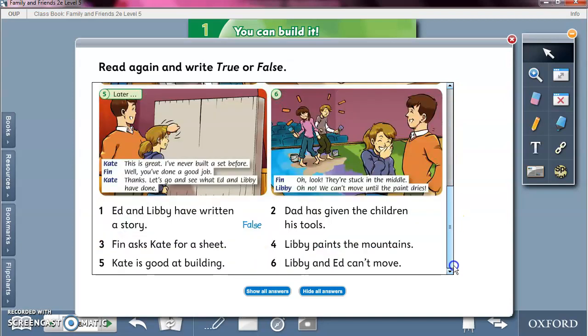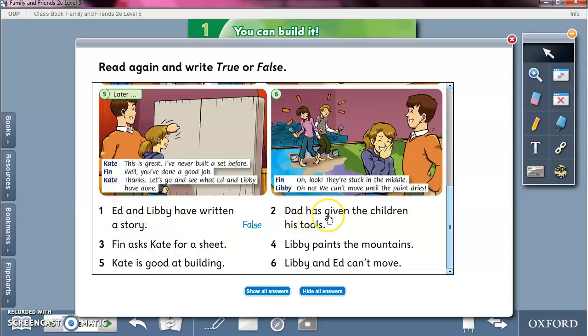Let's move to number 1. Ed and Libby have written a story. That's false. Ed and Libby have written a play.